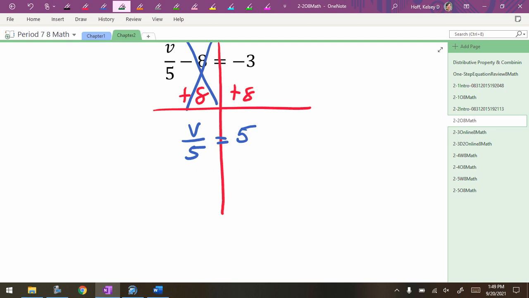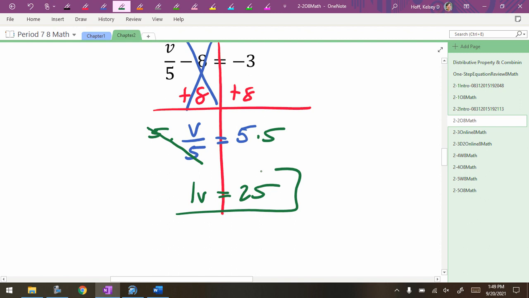Why? You're right. Why do you think you do that, though? Perfect. That's exactly what I want to hear. That big, huge fraction bar really means division. We're always talking about the opposite. The opposite of division is multiplication. He is spot on, which cancels those, leaving me 1v. And altogether, whatever we do to one side, we do to the other. 5 times 5 is 25. All right, I wasn't able to fool you.